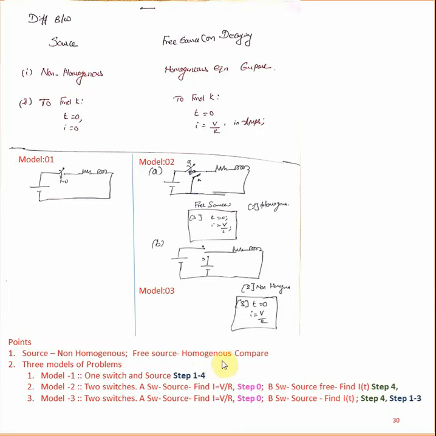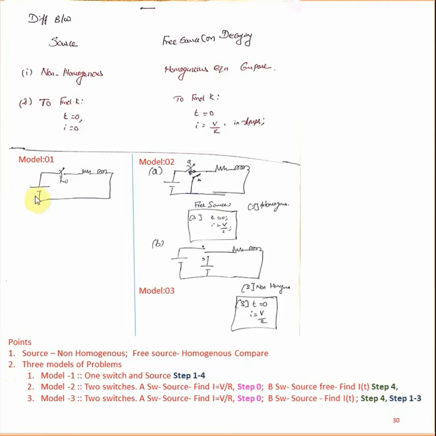So you need to compare and decide either homogeneous or non-homogeneous. First one is non-homogeneous: the source is present. Then free source or undriven means it's homogeneous. So keep that in your mind. Then second one, you have the three models of the problems.